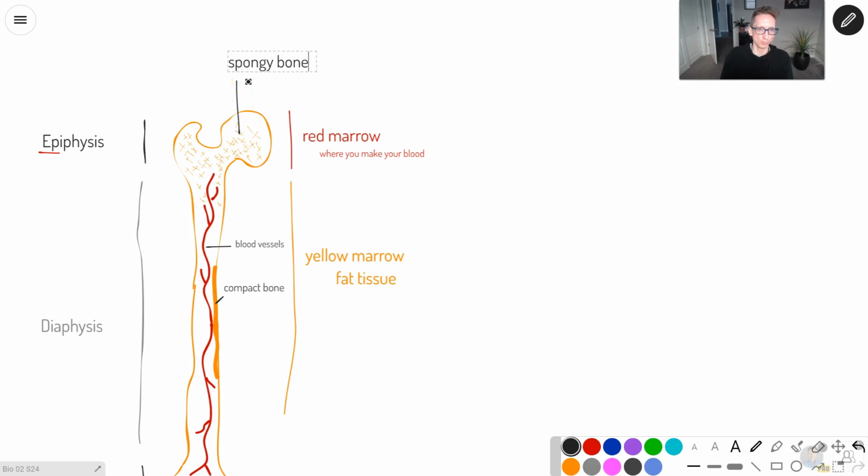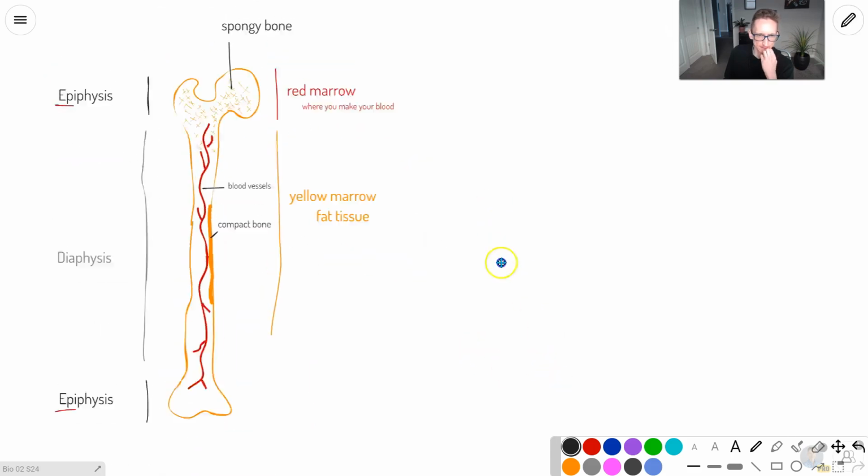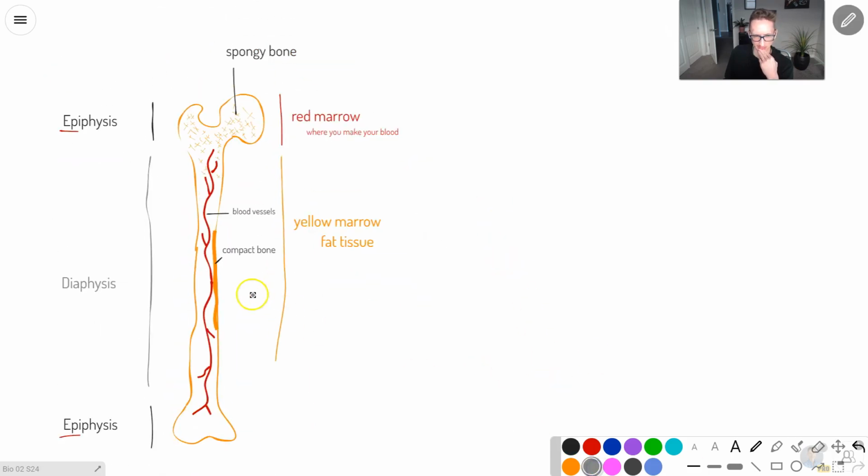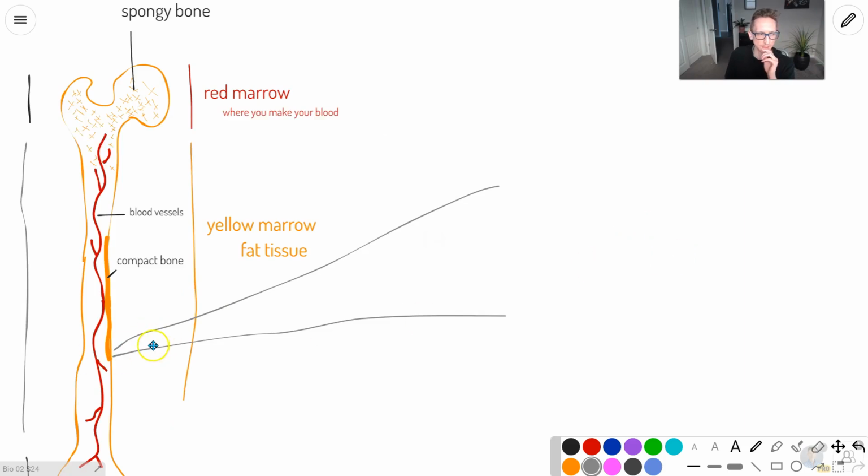Spongy bone. All right, well, let's do a little zoom in here. You might want to switch over to a new page, taking some hand-drawn notes here. We're going to draw that little section in more detail.